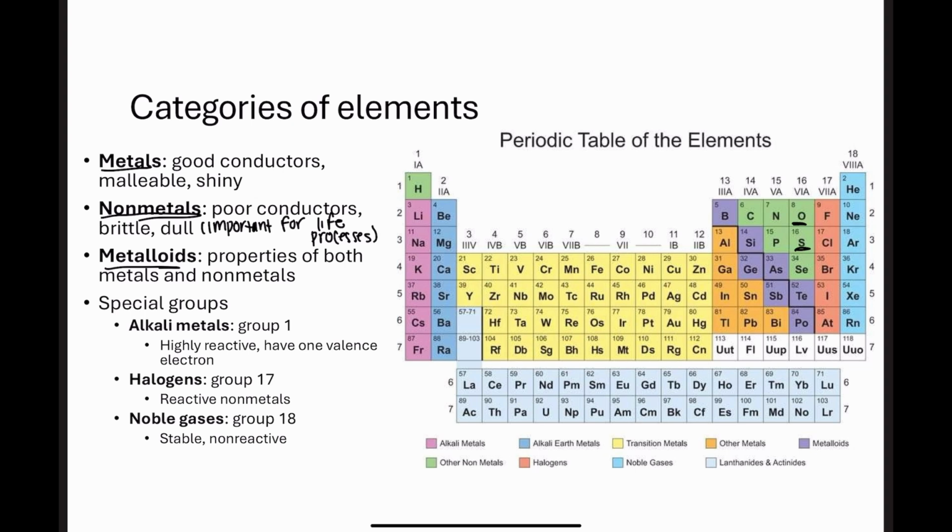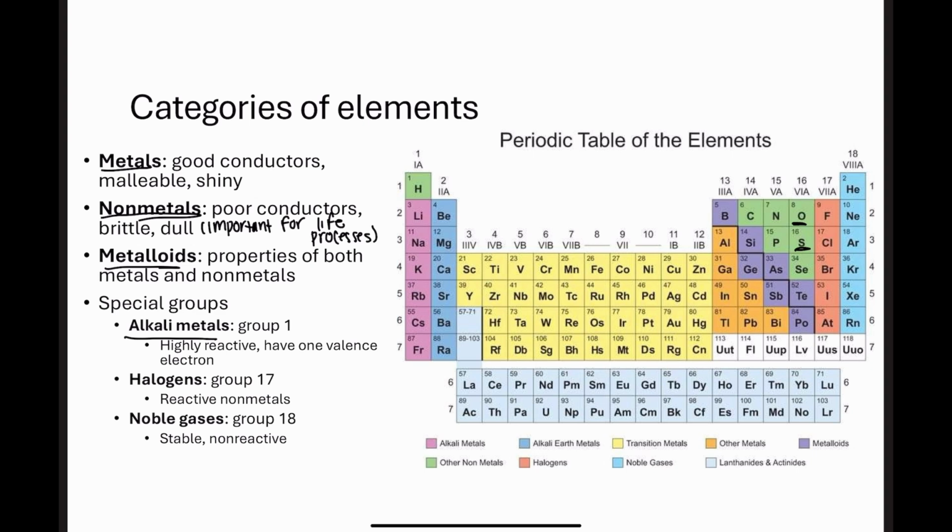And another way that our elements are grouped is by special groups. And we have our special groups called our alkali metals. We find them in group 1. And they are very highly reactive because they only have one valence electron.